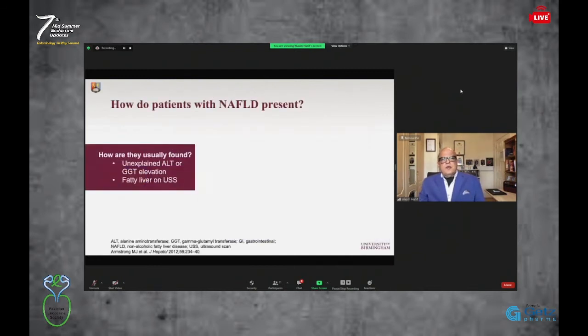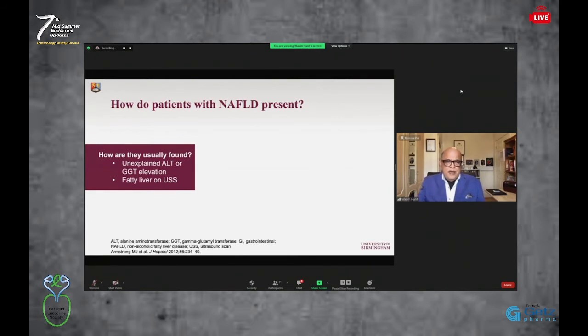One of the questions frequently asked is how these patients present first, and how they are diagnosed with NAFLD. This is specifically an issue for a number of emerging economies, where NAFLD is being diagnosed by various specialists in various settings. So how are they usually found? Is it unexplained ALT or GGT elevations? Or is it an ultrasound which they have had for whatever reason, which shows fatty liver?